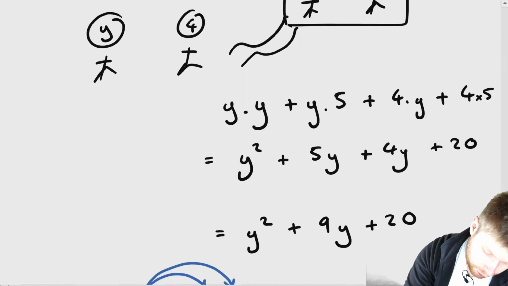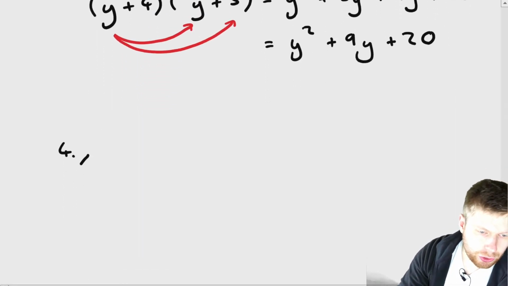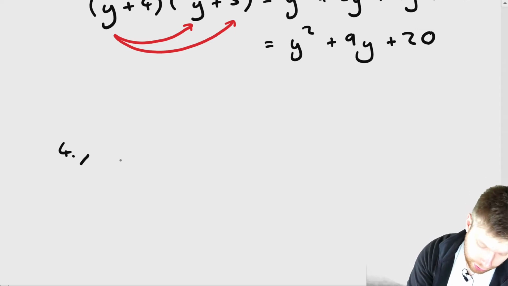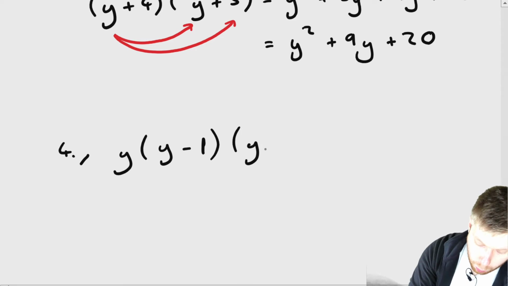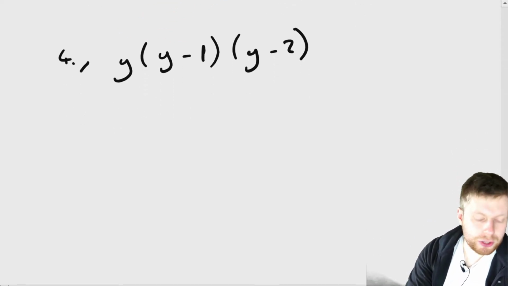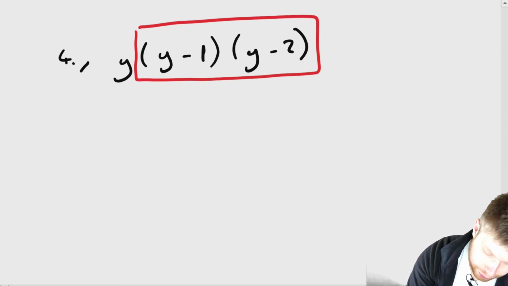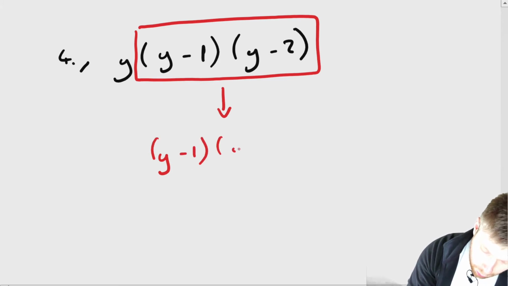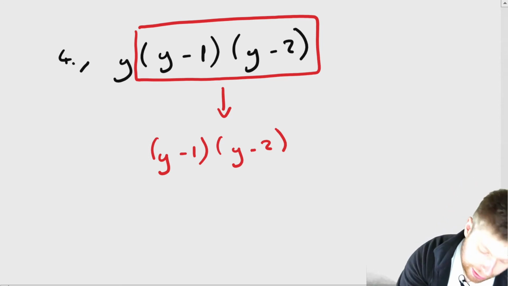So this is question 4. Let me show you with this example here. Let's try y times by y minus 1 times by y minus 2. Now, how are we going to deal with something like this? So I'm going to use my arrows. First things first, I'm just going to focus on this part here. So we have y minus 1 times by y minus 2. Reason being, that's exactly the same as what I was doing in the last question. So let's have a look at this.